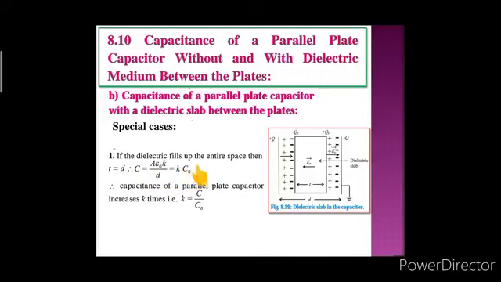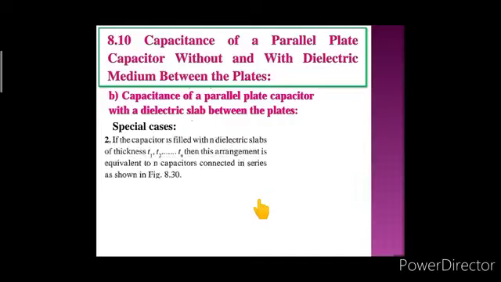Over here this C0 indicates the capacitance of the capacitor when the dielectric slab is not introduced. So here we can say that when we are taking C is equal to K C0, where K is the dielectric constant, C0 is multiplied with K, so the capacitance will increase there. How much increment of the capacitance will take place? Over here the capacitance of the parallel plate capacitor increases K times. That is, K is equal to C upon C0.